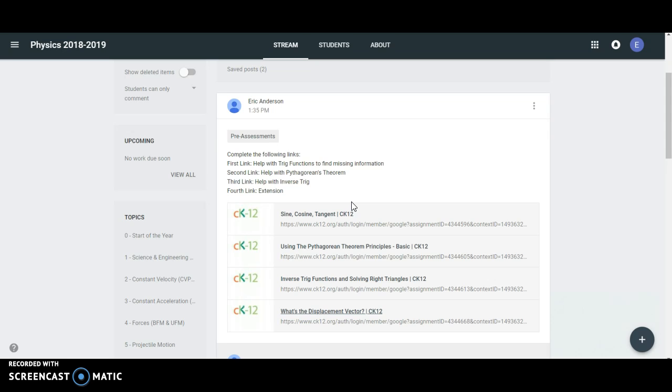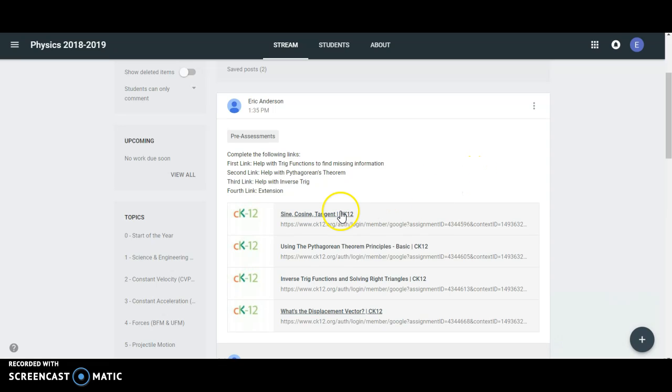So I don't have to spend a day in class going over all the trig functions, Pythagorean's theorem, because some kids might need more help. Some kids already remember that stuff. Some kids are going to be bored out of their minds. So using this digitally is a much better way for the kids to know where they're at and where they need to go to understand the content.